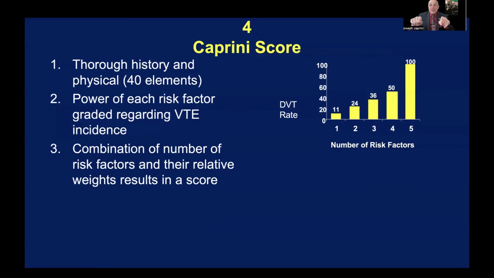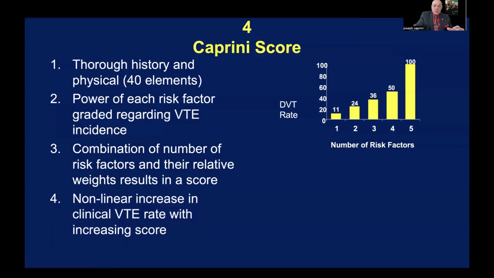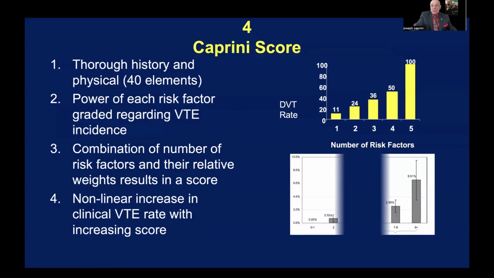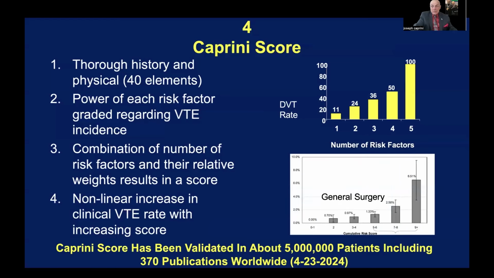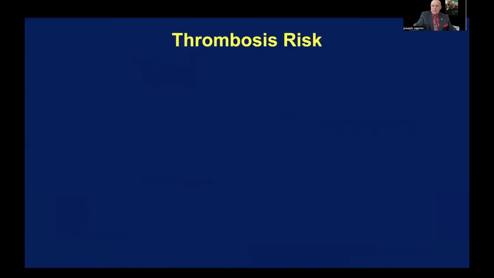So if you combine the number of risk factors and their power, you come up with a score which represents a nonlinear increase in clinical VTE rate with increasing score. Here are the results in general surgery. There have now been over 5 million patients validated in 370 publications to date. People working on this all over the world, showing where it works, showing where it doesn't work, showing where it needs improvement. And my hats are off to all you people from around the world that have helped on this.